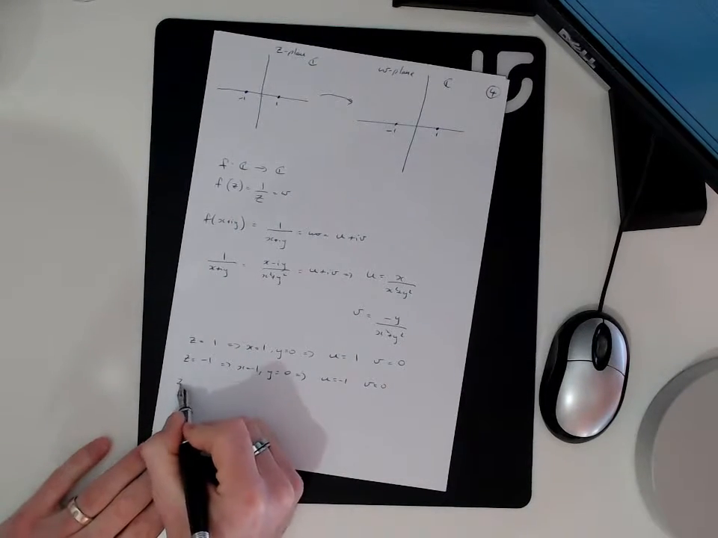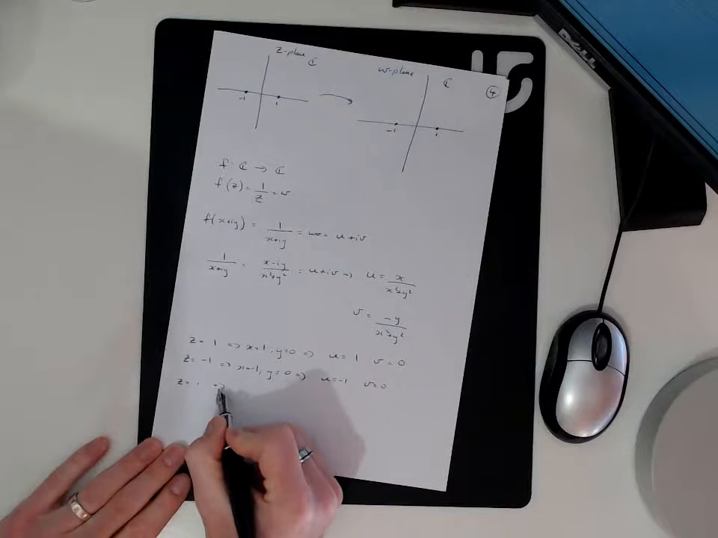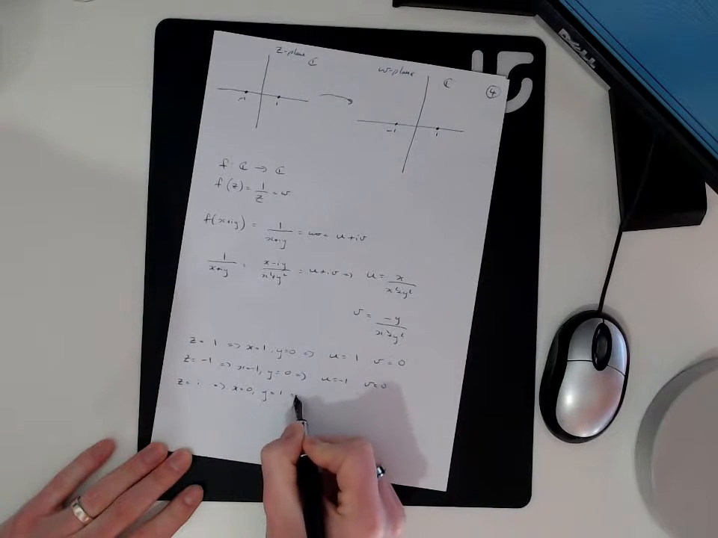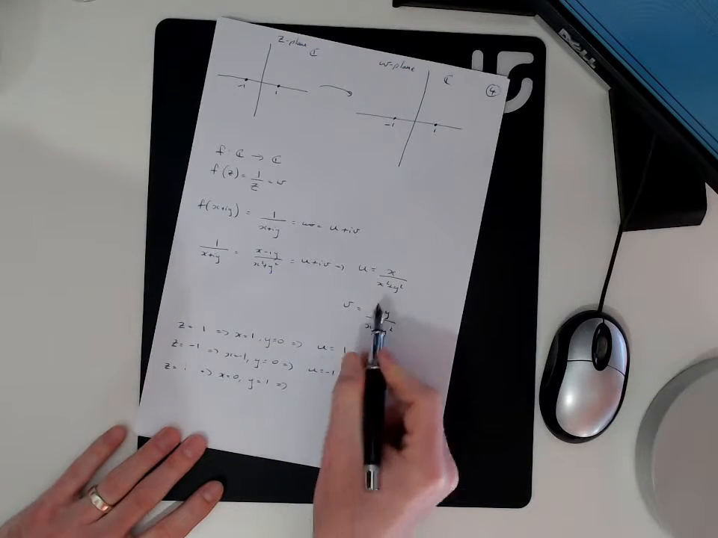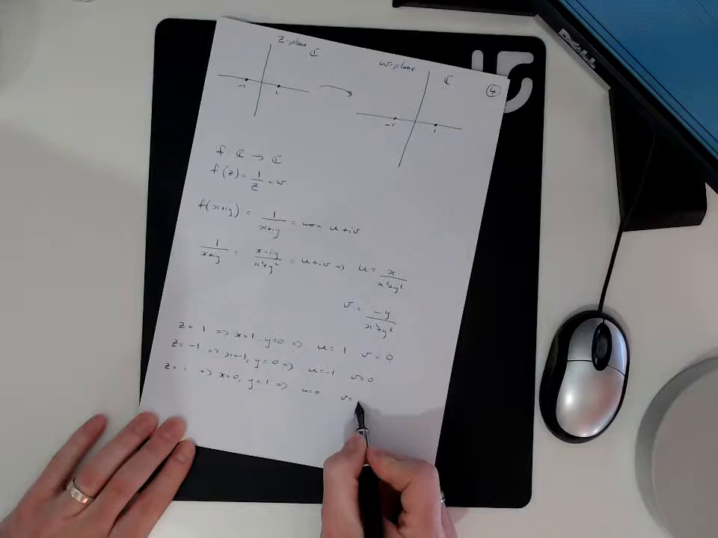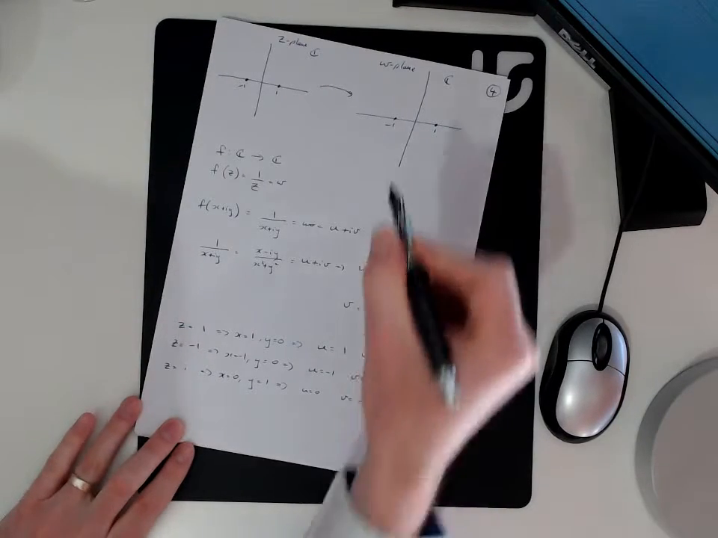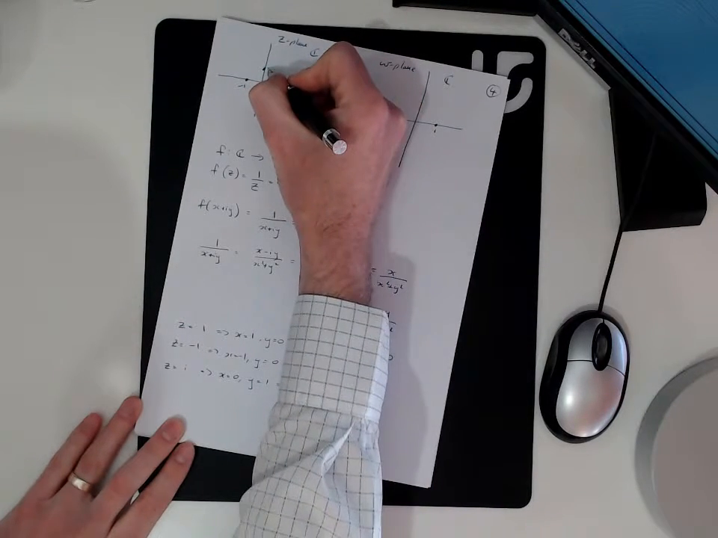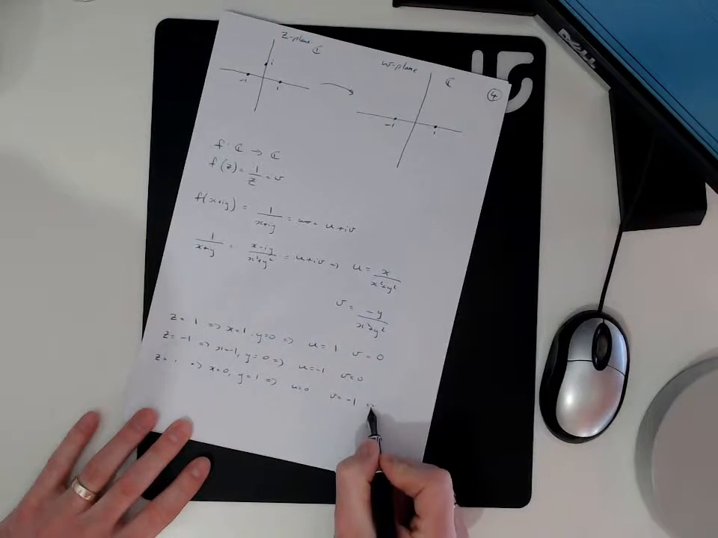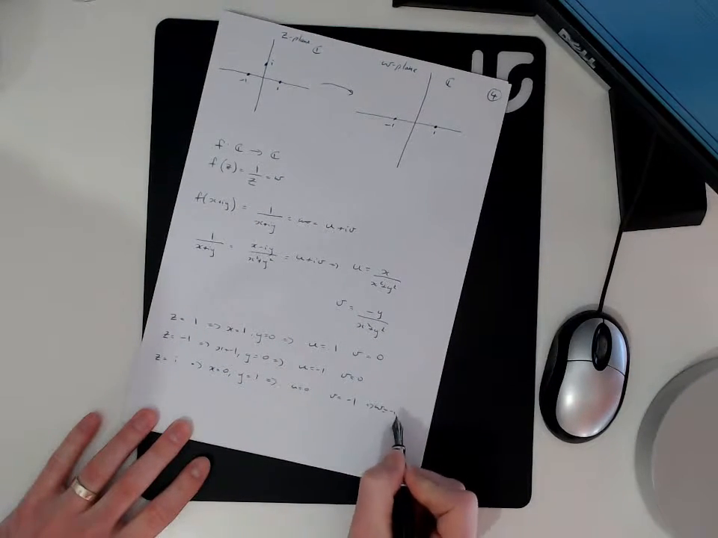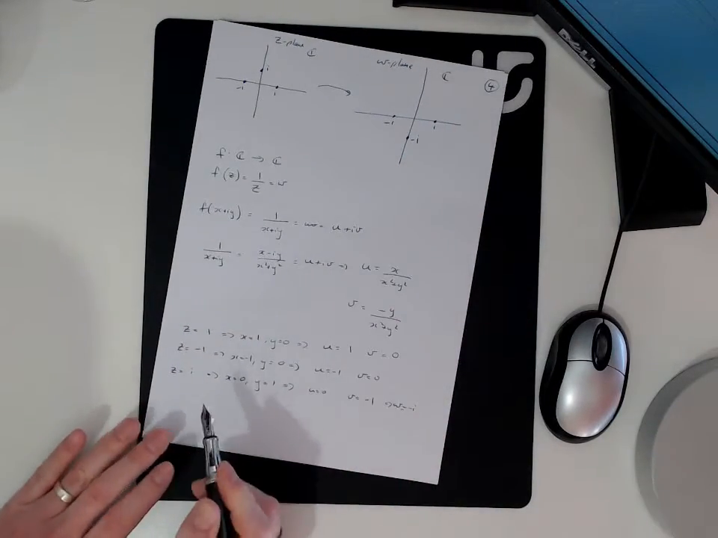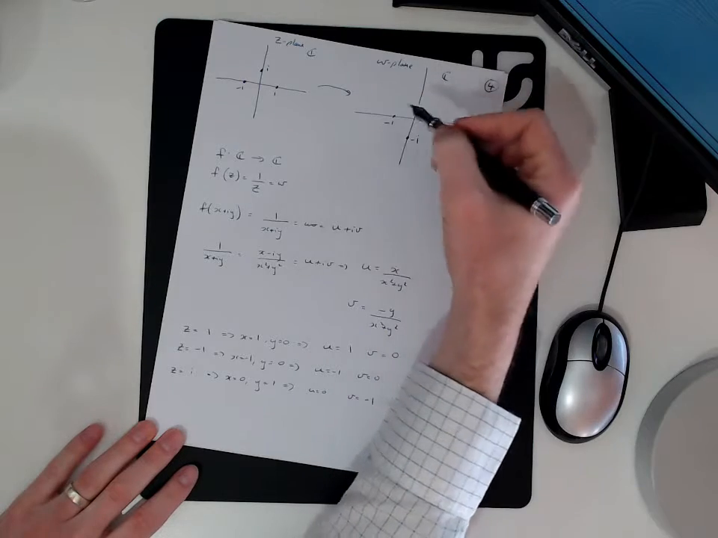Great. Z equal to i. This implies that x is equal to 0 and y is equal to 1. And that gets mapped to u equals 0 and v equals minus 1. So there's i, and that's the same as saying that w is equal to minus i. So there's minus i. So maybe there's some kind of flipping happening.